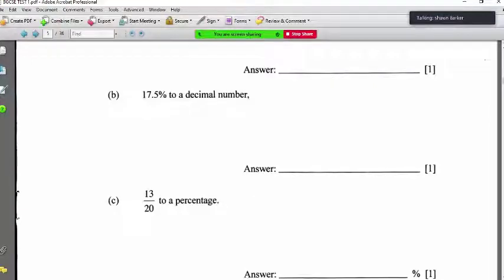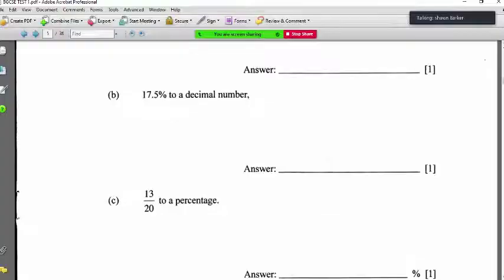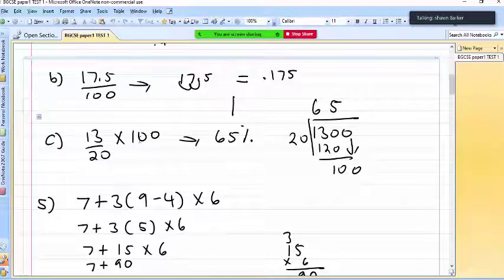Okay, now when you have a fraction and you're converting a fraction to a percentage, you have to multiply by 100. So always remember, if I have a percentage and I want to convert that to a decimal, I divide by 100. But if I have a fraction or a decimal and I want to convert that into a percentage, I multiply. You do the opposite operation. So in this case, for this one, I have 13 over 20 multiplied by 100.